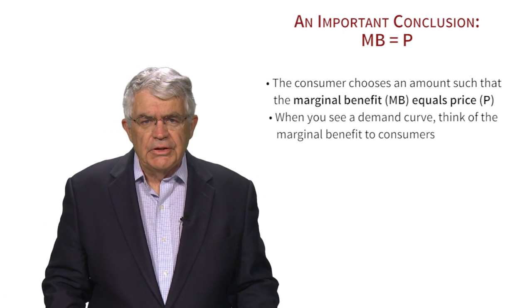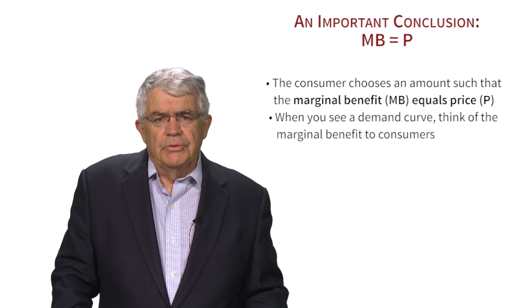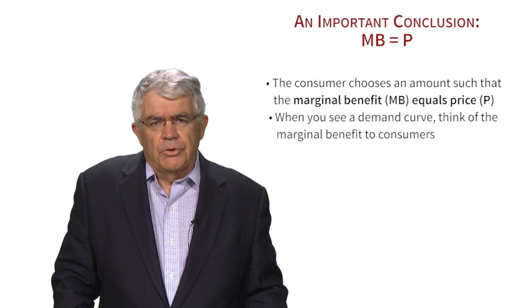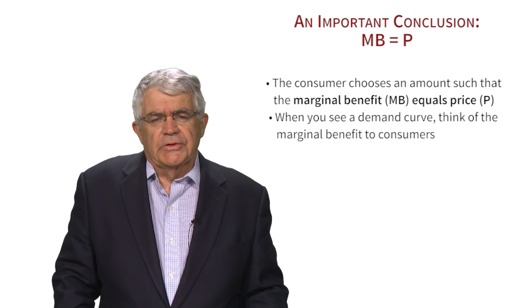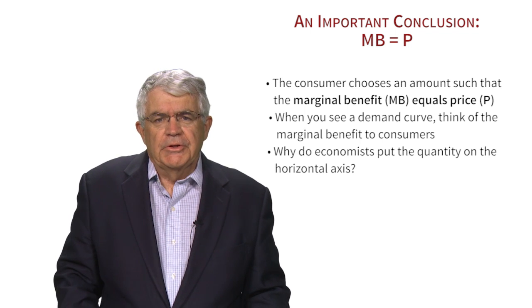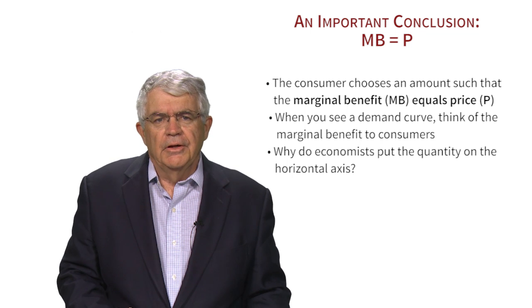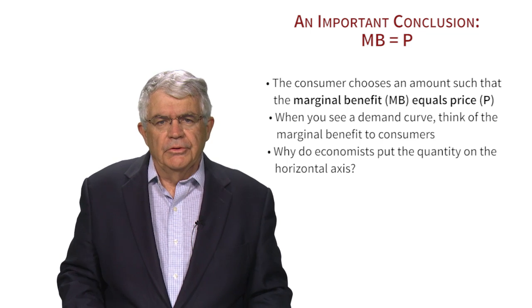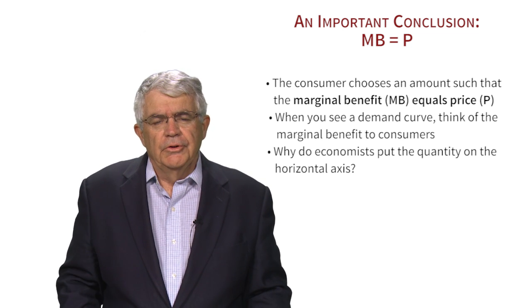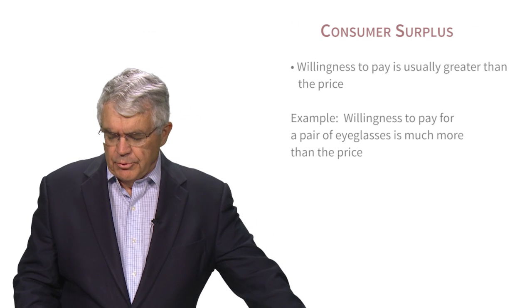And so when you see a demand curve, at least when I see a demand curve, I think of it as the marginal benefit to consumers. And it also tells you why economists generally put the quantity on the horizontal axis of a demand or a supply diagram. That's because economists tend to think of the marginal benefit of different levels of the good. And so putting quantity on the horizontal axis and marginal benefit on the vertical axis measured in dollars tends to emphasize that point.